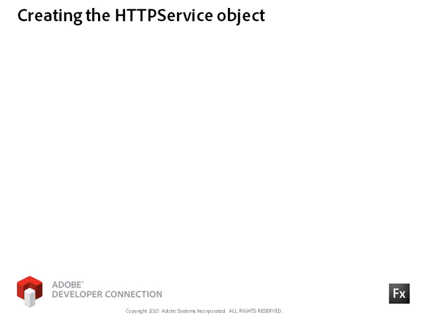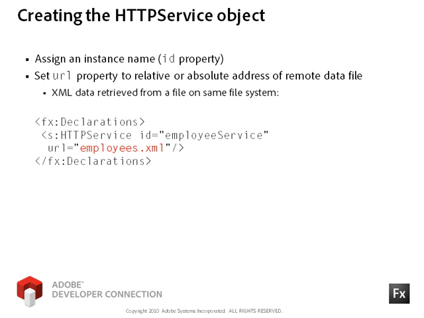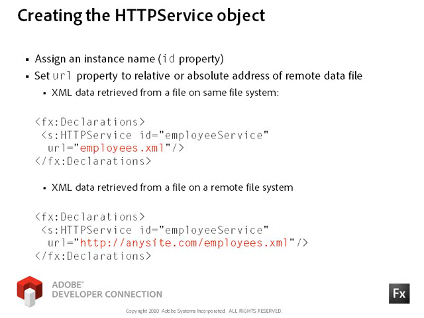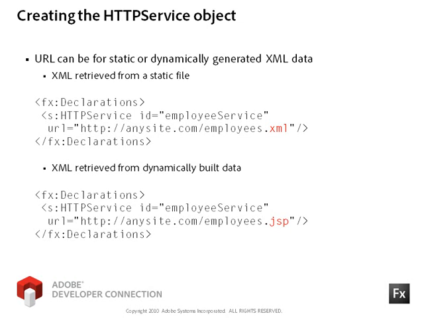After you create the HTTP service object in the declarations block, you should assign it an instance name using the ID property so that you can uniquely reference the object. The second property you must set is URL, which references the relative or absolute address for the remote data file. The URL can reference a simple XML file stored relatively on the same file system or one stored remotely on another server. It can also access a static XML file or a dynamically built one via an application server like JSP, ColdFusion, .NET, or PHP.